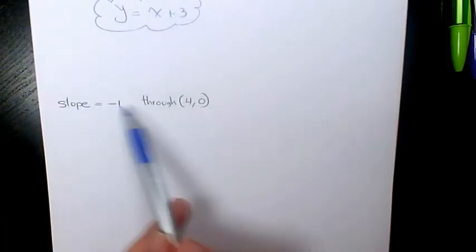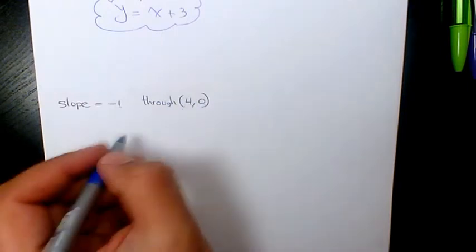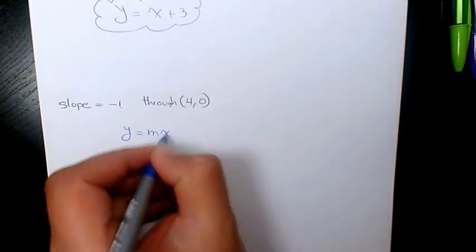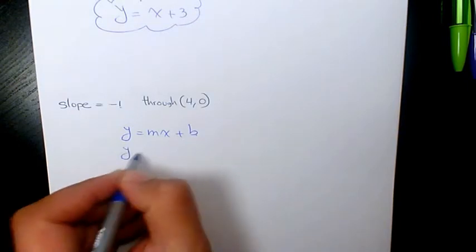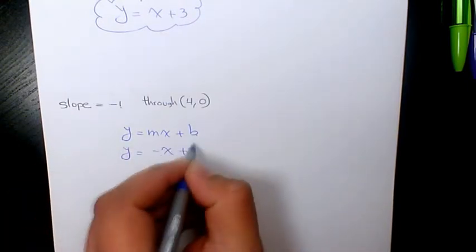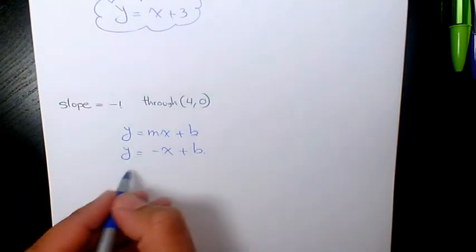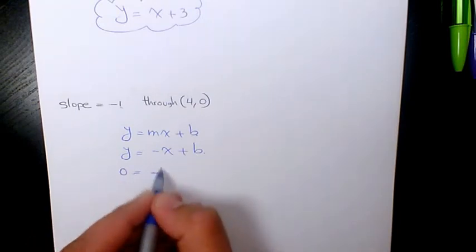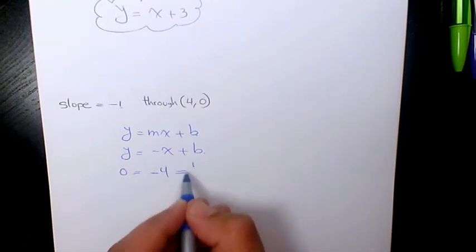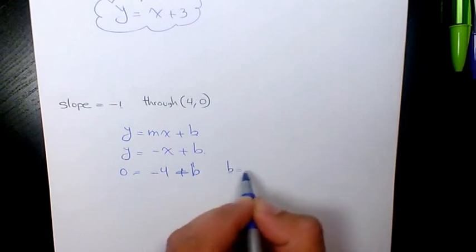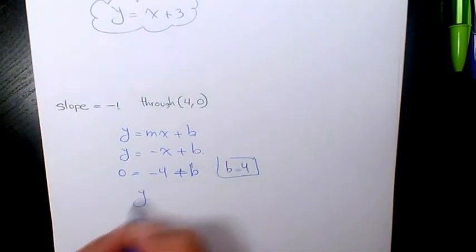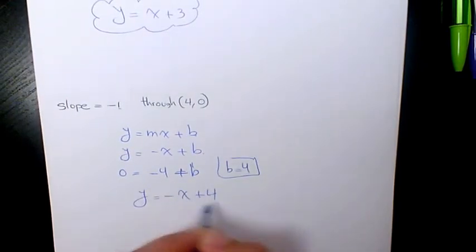Next one. Slope is negative 1 and it's passing through 4 and 0. So we have y equals mx plus b. Slope is negative 1, so negative x plus b. When you sub the numbers, y is 0 and x is 4 plus b. So b will be equal to 4. So the equation is negative x plus 4.